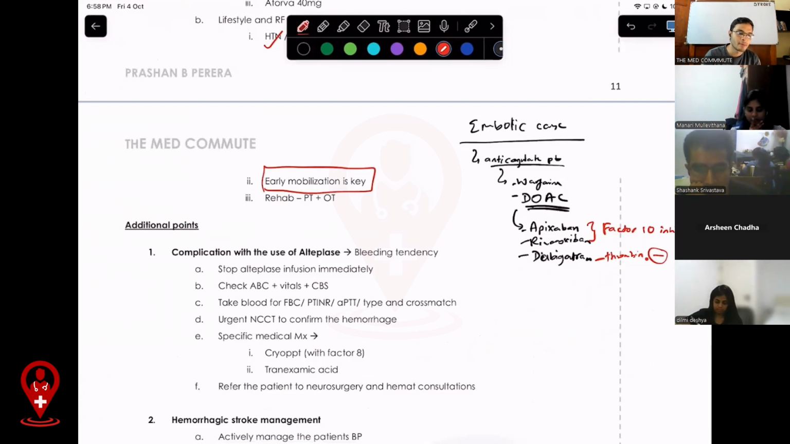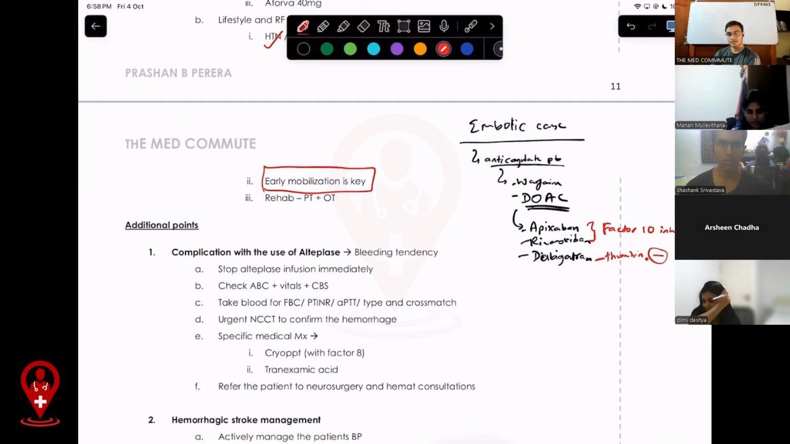Then guys, I have put some additional points for you all, right? These are what you should know in your clinical practice, especially 4th, 5th year and intern students, if you all are working in the hospital setting, you all must know. One thing is complications with the use of alteplase. Now you all know this is recombinant tissue plasminogen activator. So it's going to activate plasmin. Plasmin comes and breaks down clots, right? It's very specific to fibrin.